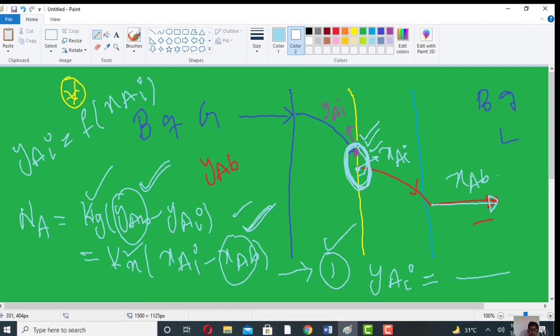So the only terms which are unknown to us are XAI and YAI. So there are two equations, equation 1 and equation 2, and two unknowns. So we can determine XAI and YAI easily. And this method was called the algebraic method.